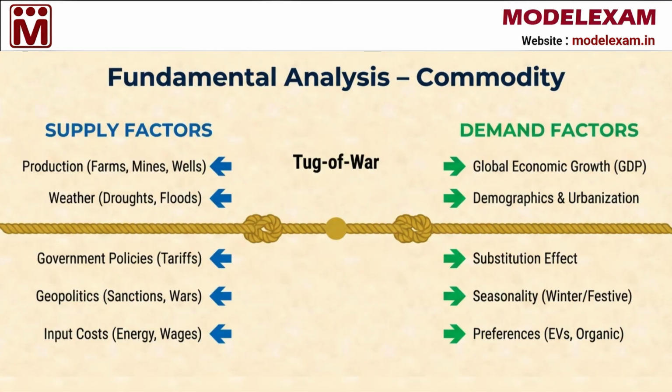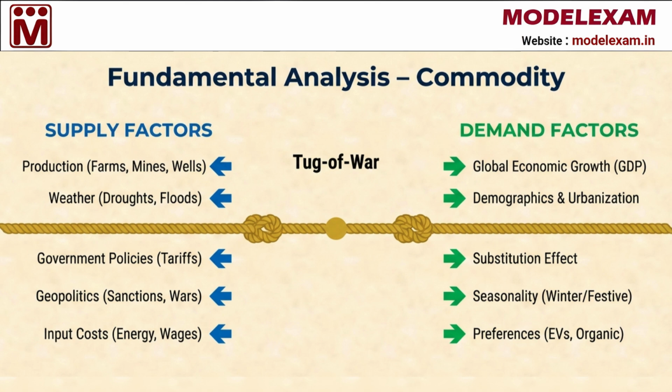Now, let us shift our focus to fundamental analysis in the commodity market. Here, price is determined by a tug of war between supply factors and demand factors. On the left side, supply is driven by production from farms, mines, and wells. It is also heavily affected by weather, such as droughts or floods, government policies like tariffs, and geopolitics like wars or sanctions. Input costs like energy and wages also matter.